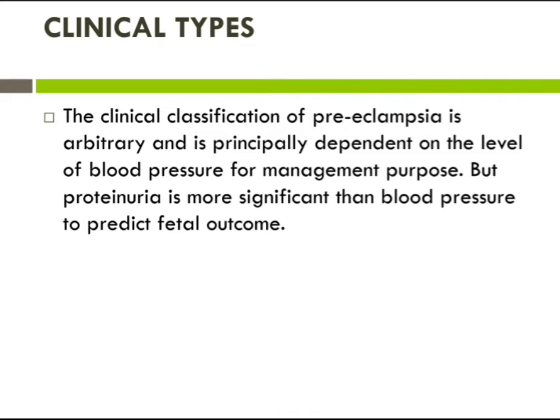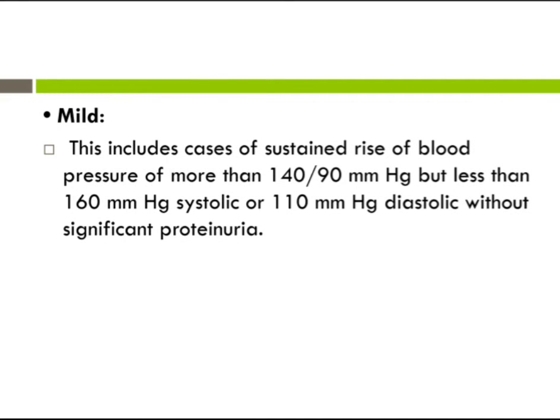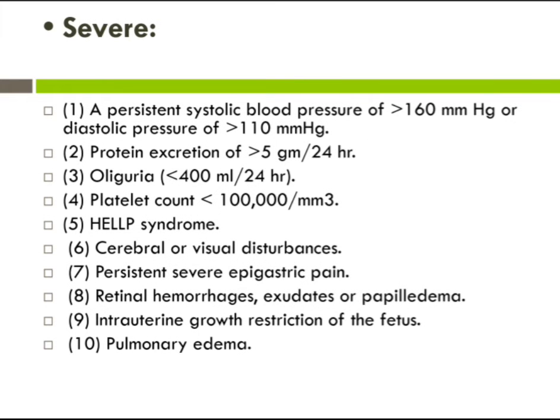Clinical types of preeclampsia. The clinical classification of preeclampsia is arbitrary and is principally dependent on the level of blood pressure for management purposes, but proteinuria is more significant than blood pressure to predict fetal outcome. Mild preeclampsia. This includes cases of sustained rise of blood pressure of more than 140/90 mm mercury but less than 160 mm mercury systolic or 110 mm mercury diastolic without significant proteinuria.